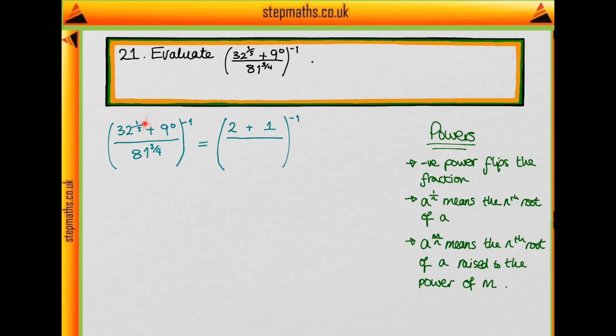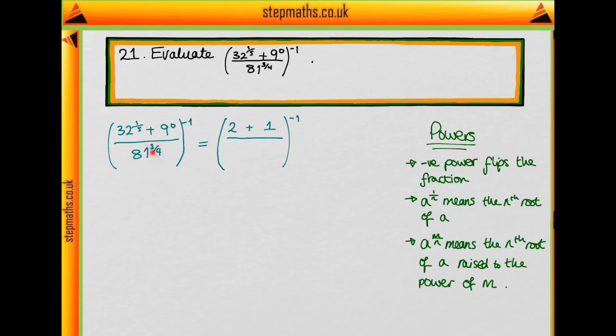And 32 to the fifth root. So we need to work out what to the power of 5 is equal to 32. And hopefully you should be able to work out quite quickly that that's going to be 2. Because 2 squared is 4, 2 cubed is 8, 2 to the power of 4 is 16, and 2 to the power of 5 is 32. So we have 2 in here.